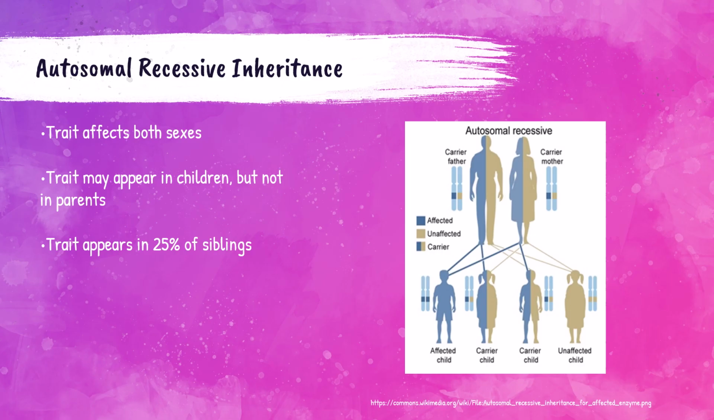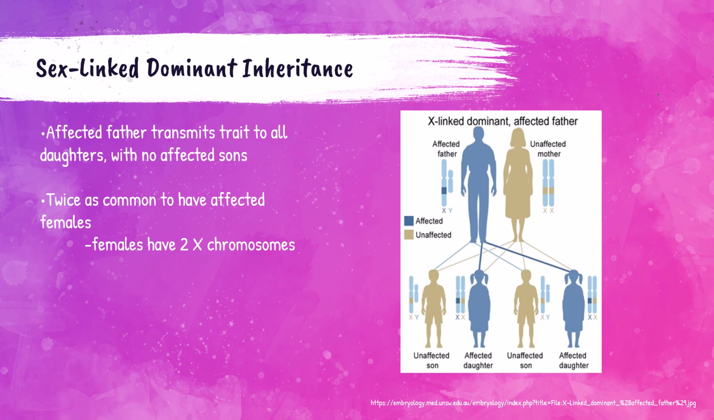In autosomal recessive inheritance, again, the trait can affect both sexes because it's on an autosome, not on a sex chromosome. The trait may appear in children, but not in the parents. This occurs if both parents are carriers for the particular disorder or trait. So let's look at this example. Both of these parents carry the affected gene. 25% of the offspring will be affected, 50% will be carriers, and 25% will be unaffected.